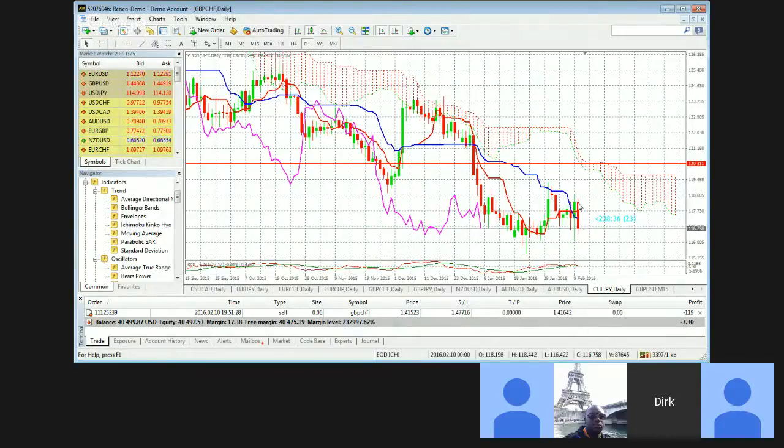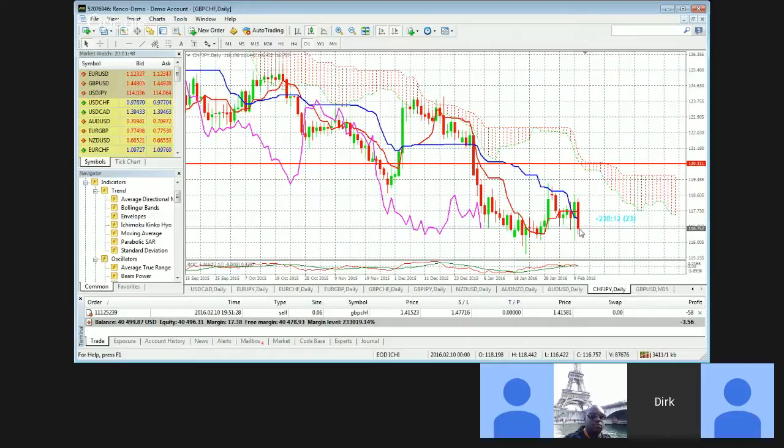Yes, we are. Look at that. From above to below the Kujin. It's situated below the cloud as well, so which means this is a strong sell signal. The question is, where's the Tenkan compared to the Kujin? Okay. Are they pointing in the right direction? Future Kumo, is it bearish? Yes, it is. Is it pointing in the right direction?